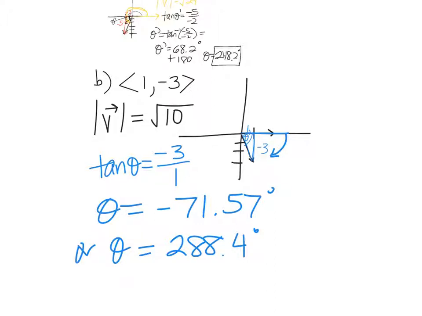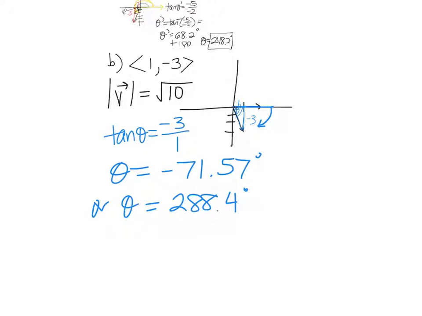Wait, how did you get 288? So this is negative 71. What I did was I added 360 to it. Or you can think of it as 360 minus 71.57. It's all the way around except for that part right there. Okay, now we're going to apply these in the next part.